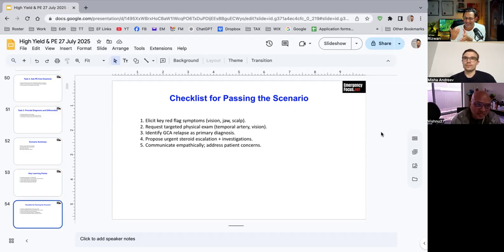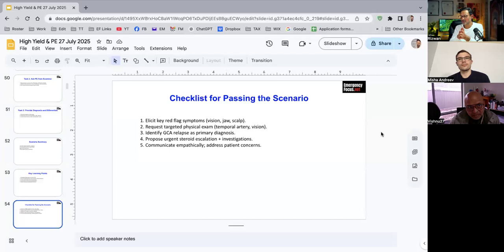Have you noticed anything differently when you're chewing your food? Have you noticed anything differently, especially when you're opening your mouth or yawning? Have you noticed anything differently when you're combing your hair? Have you noticed anything differently about your vision? So I think it's more of all these three factors: jaw claudication, vision changes, and then again the general non-specific factors of weight loss and fever, low-grade fevers and generalized body aches.